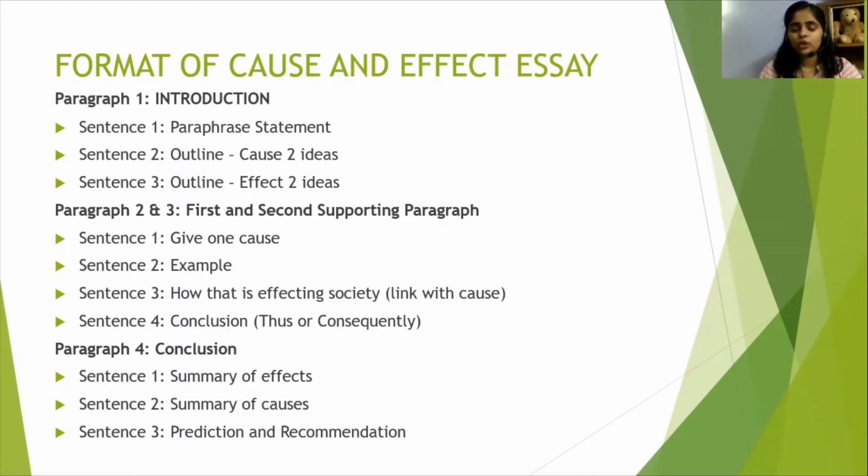Then at the end, you have to write the conclusion. In the conclusion, sentence 1 will be the summary of effects. Because what you have done is start by saying these are the effects that are happening. Then you give a summary of the causes, and at the last you can give some predictions or recommendations that you think. This is the format that you need to follow to achieve a coherent essay.